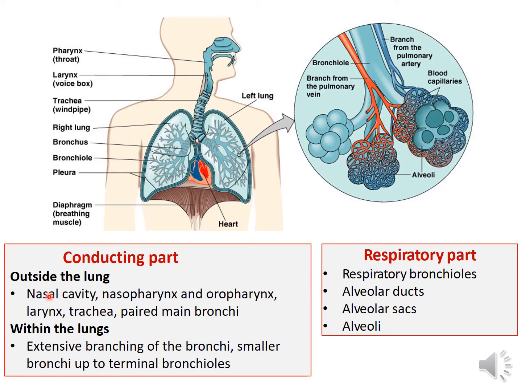The extrapulmonary part begins from the level of nasal cavity and ends at the level of principal bronchi. The intrapulmonary portion begins from the branching of principal bronchi and extends up to the level of terminal bronchiole. Below the level of terminal bronchiole, you can see the respiratory part, which means the respiratory part begins from the respiratory bronchioles. Thereafter, it continues into alveolar ducts, alveolar sacs and alveoli.